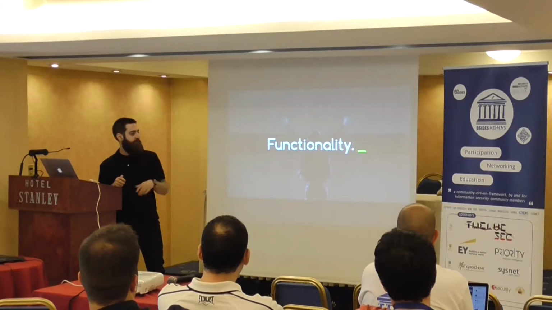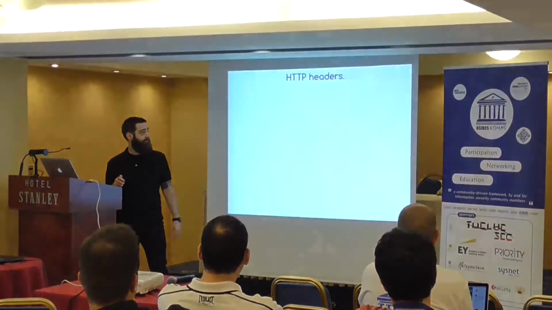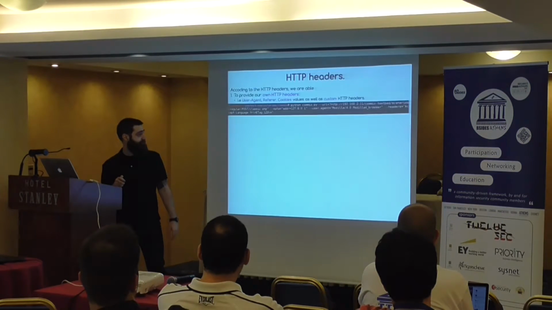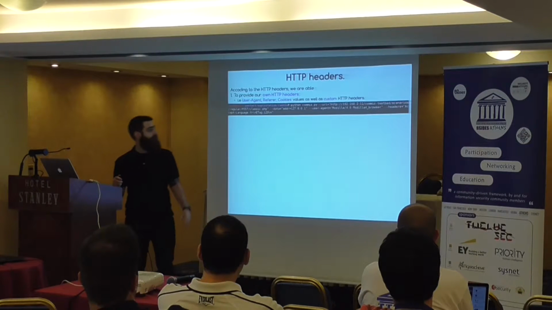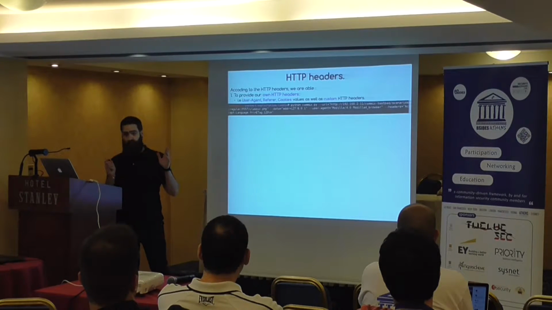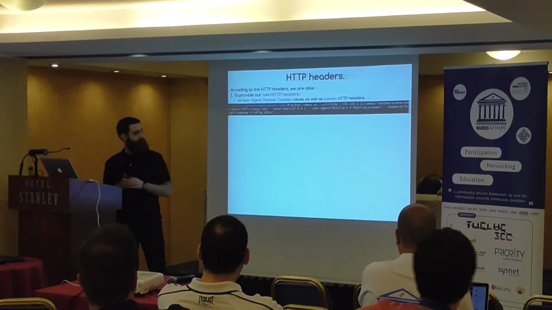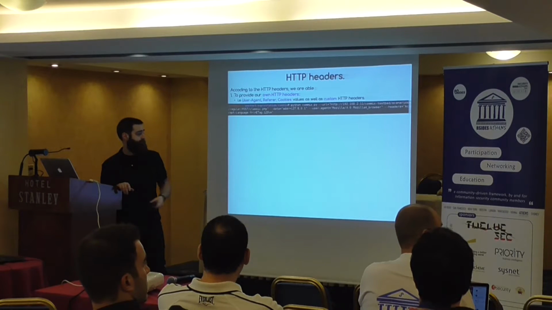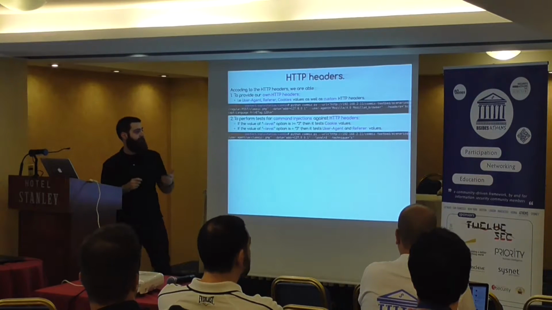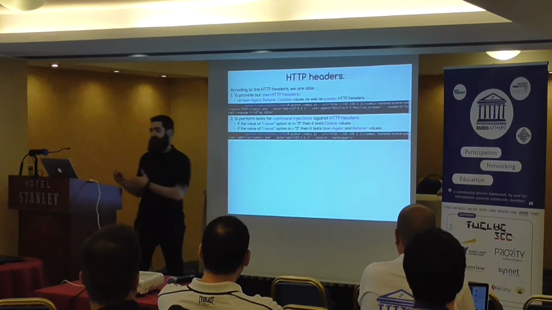So let's see some basic functionality of commix. For HTTP headers, we are able to provide, first of all, our own HTTP headers. For example, the user agent, the referer, cookie values, or extra HTTP headers, something like the following figure here. Or we can perform tests for command injections against the HTTP headers.